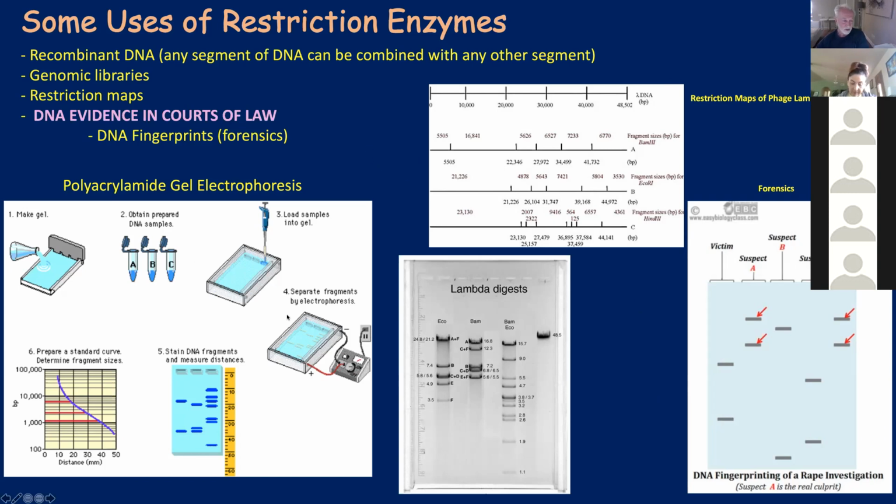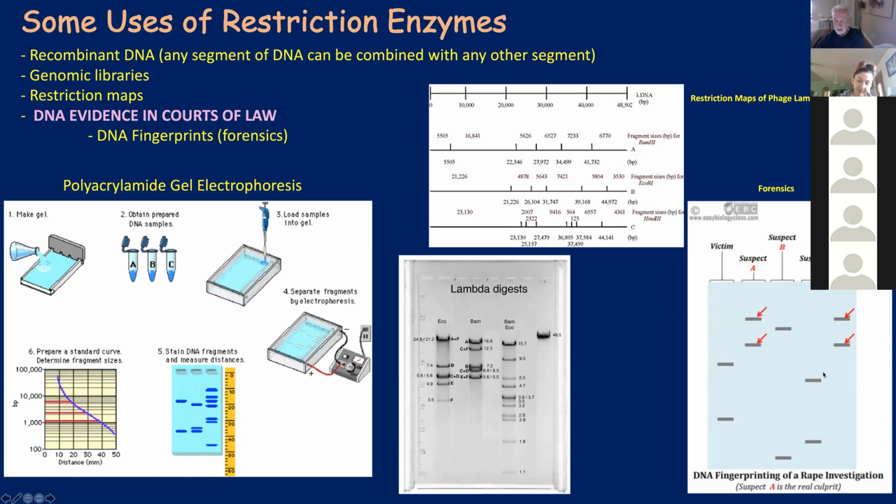I went through in the previous lecture how polyacrylamide gel is set up and how it works. You get these digests of DNA which come out as bands. And then I gave you an example of its use in forensics, where there was a rape case. So you have DNA from the victim. You have DNA from 3 different suspects, A, B, and C. And you have DNA that was collected from the site of the rape.